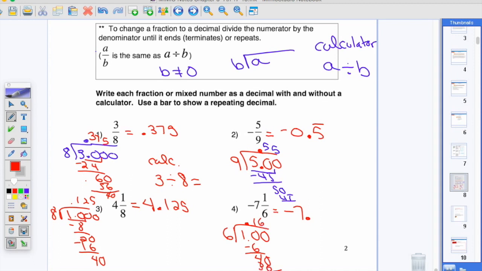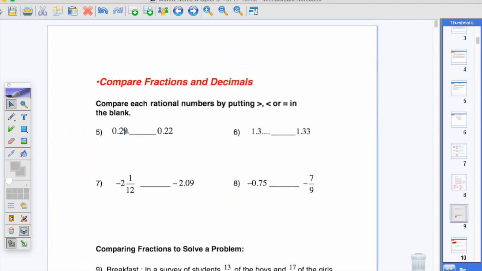Subtract, bring down. 6 goes into 40 6 times. Subtract, bring down. I'm running out of space here. There's a 4 over there. And when we bring down, we can see that we're developing a pattern. So it's 7.16 with the bar only over the 6. So your final answer is negative 7.16 with a 6 repeat.